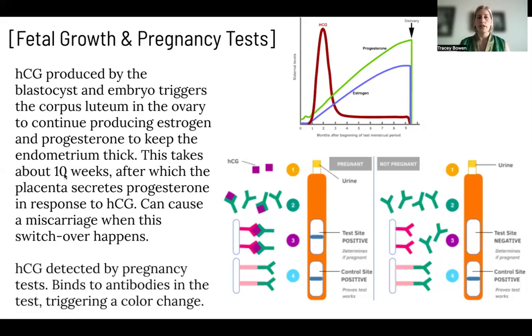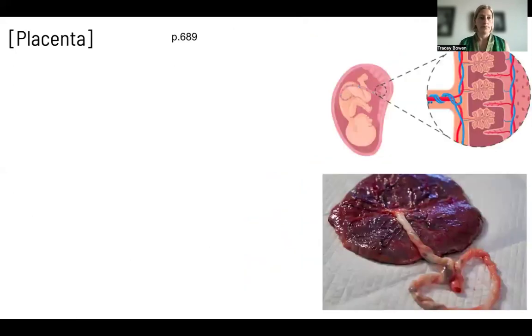So HCG is detected in pregnancy tests, and it binds to antibodies in the test, triggering a color change. If you had HCG present in your urine as a female, it would bind to these monoclonal antibodies, and the monoclonal antibodies would bind to the test dye site, and that would cause a positive test. And in a random fun factoid, if a male were to pee on a pregnancy test and it came back positive, that actually might be indicative that they had testicular cancer.